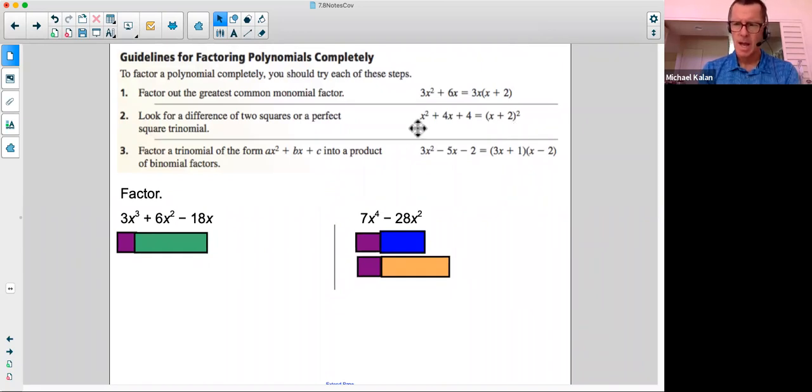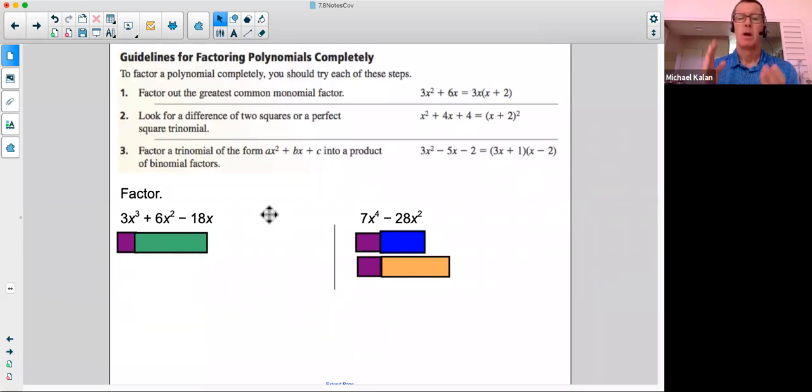And if it's not a perfect square trinomial, or if it's not a difference of two squares, then you need to try the old-fashioned way or the star method. For example, like this one. Okay, so let's just do a bunch of practice on this. Go ahead, let's do this one together, just to kind of get you warmed up with it.